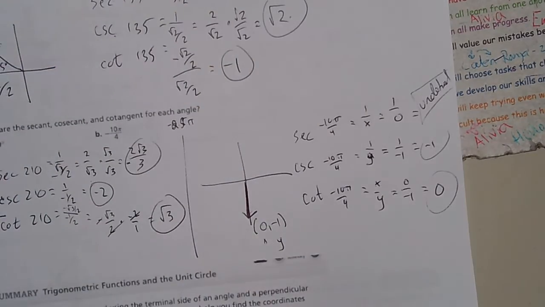All right. So that does wrap it up. And this is just sort of tying together all the trig stuff into your unit circle and being able to find any of the 6 trig functions on any position in our unit circle.